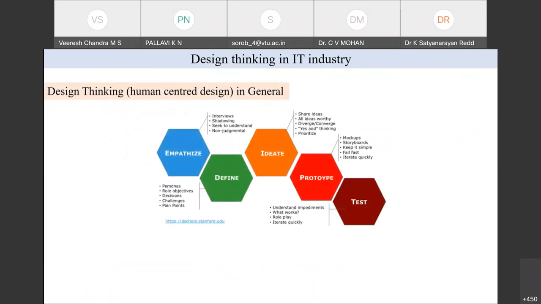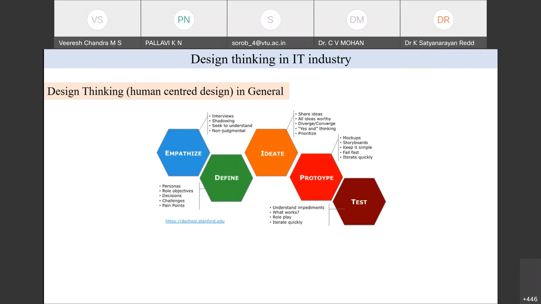So when I say design thinking, as I've already told you, it is human-centered design. Stanford University has a D school, a School of Design, where they teach design thinking. They have mixed design thinking into their curriculum. In each and every topic, they teach how we should think of the design with respect to that subject or syllabus.